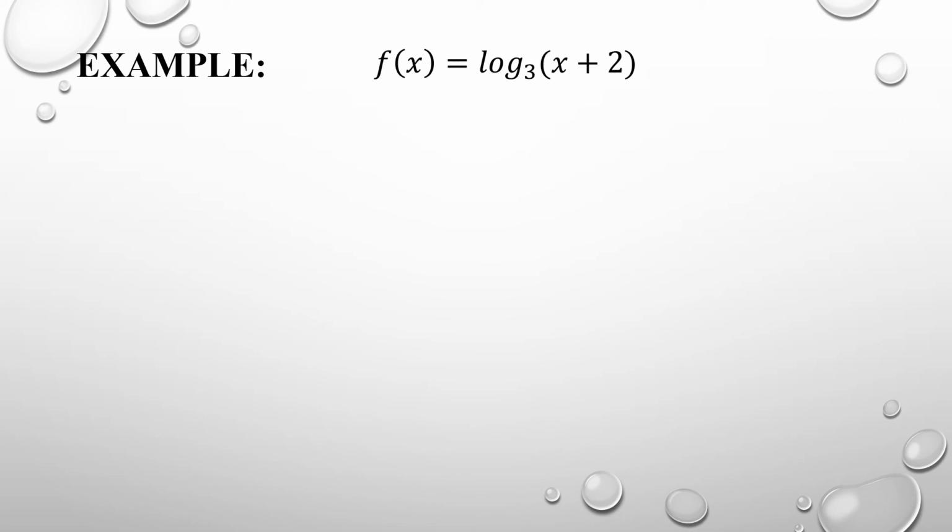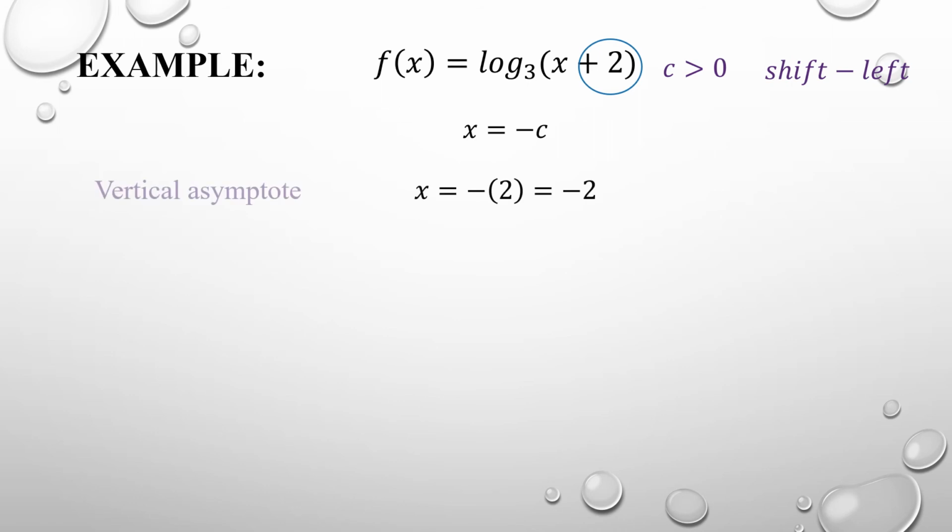Next example, we have f of x is equal to logarithm of x plus 2 to the base of 3. Since our c, which is 2, is greater than 0, magshi-shift tayo pa kaliwa. Let's have our x is equal to negative c. Substitute lang ang value ng c. Ang makukuha natin ay negative 2, and that will be our vertical asymptote. Kunin natin ang parent function at i-rewrite into exponential form. We have x is equal to 3 raised to y.